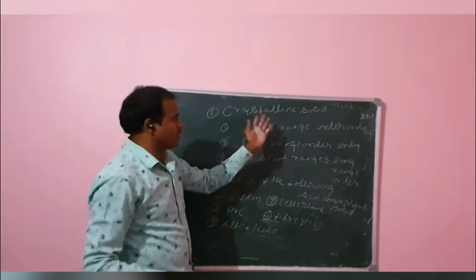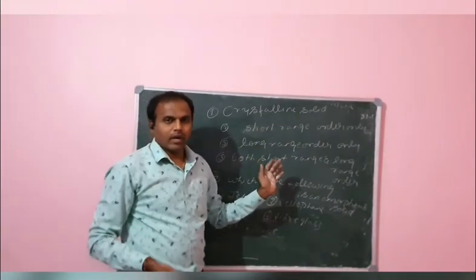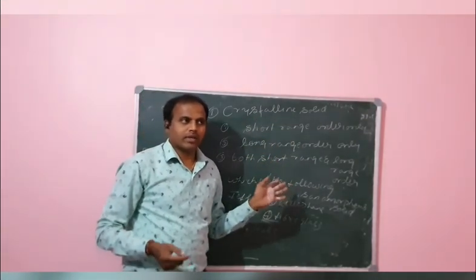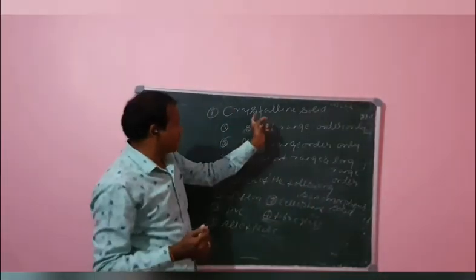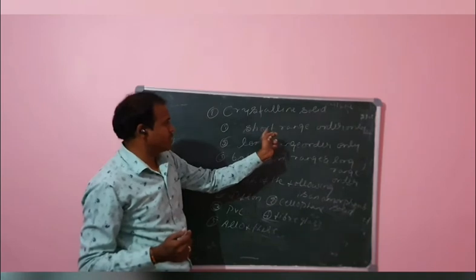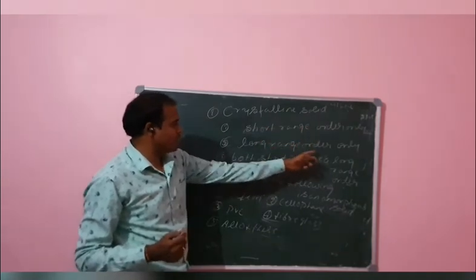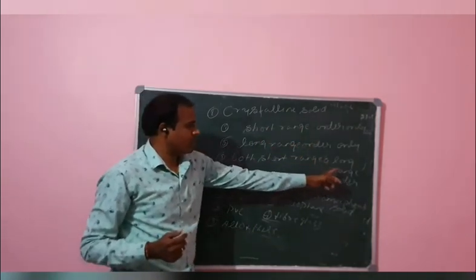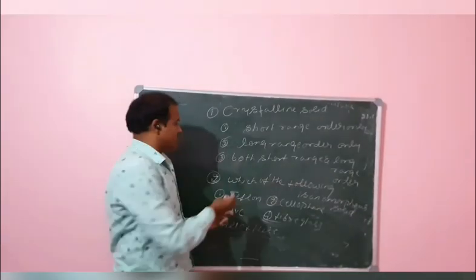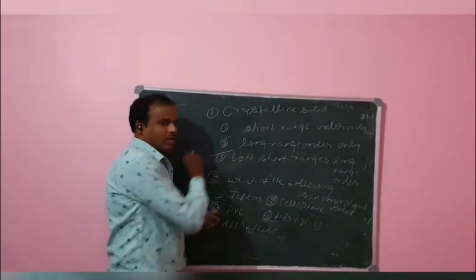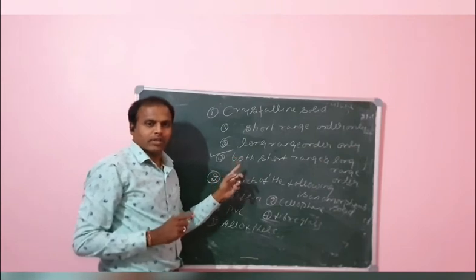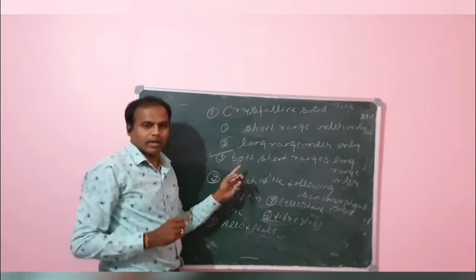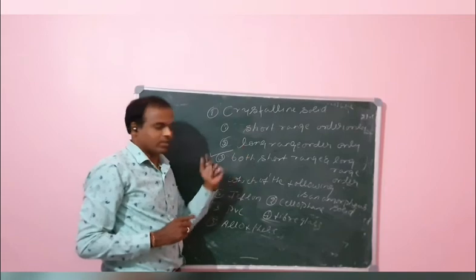CET questions: you already know crystalline solid has short range order as well as long range order. The first question: crystalline solid is formed with short range order only, long range order only, or both short range and long range order. The answer is option 3, because in crystalline solid, short range order as well as long range order is present.